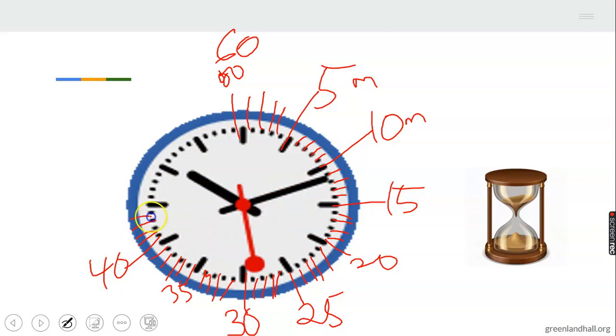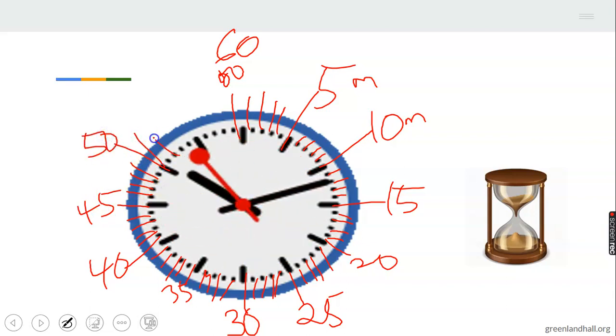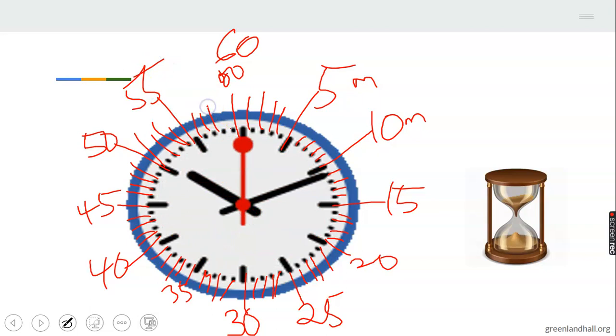41, 42, 43, 44. This is what? 45. Then 46, 47, 48, 49. This is what? 50. 51, 52, 53, 54. This is 55. And then 56, 57, 58, 59. This is what? 60. The o'clock. So there are 60 minutes in 1 hour.